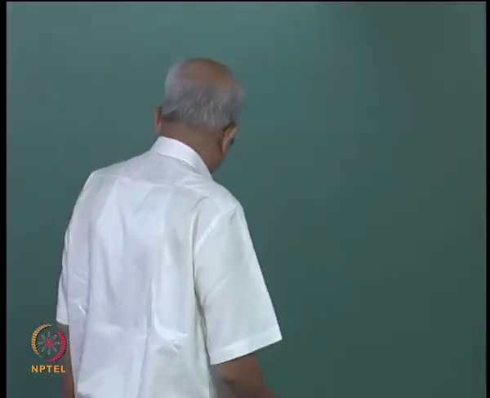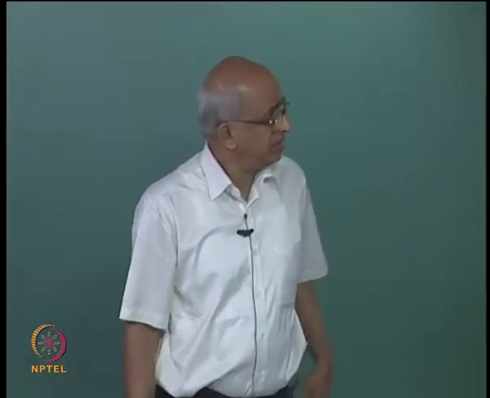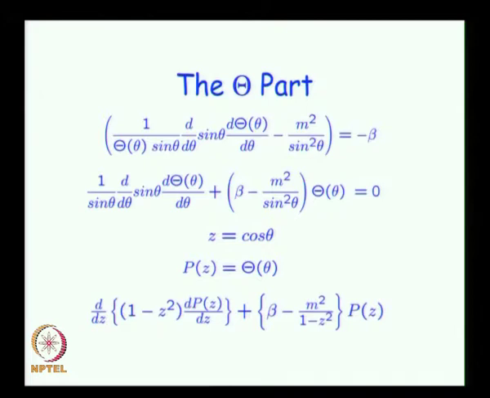Okay, I shall start with where we had left the last time. Actually, the equations for the theta part are shown in the slide. This was the equation for theta. We had this constant minus beta which we introduced, and then we rearranged that equation to get this equation.